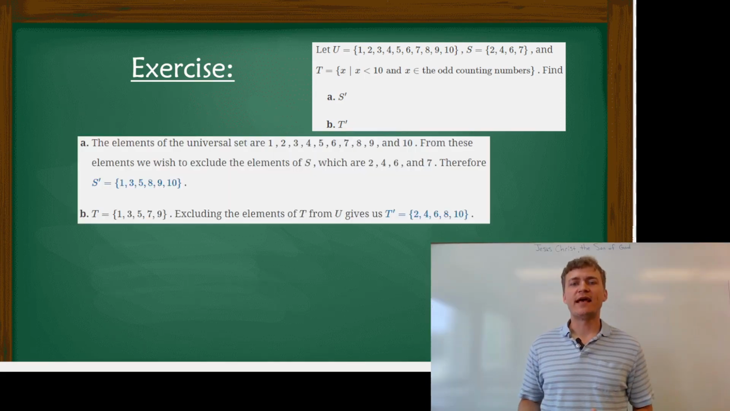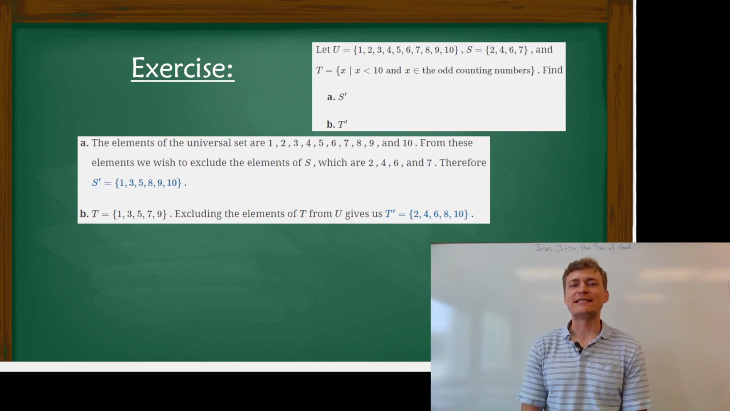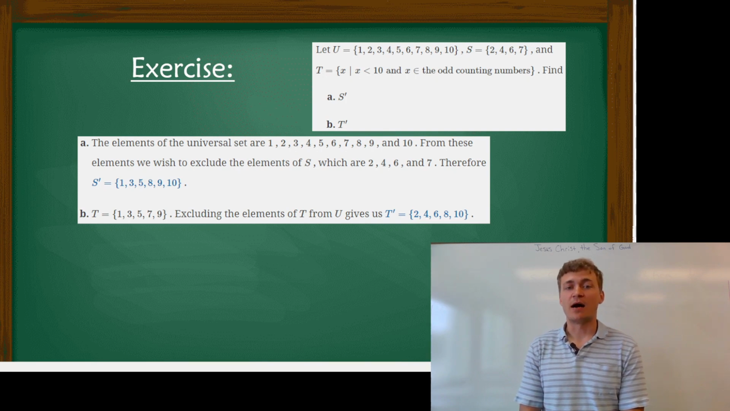If our set S contains 2, 4, 6, and 7, then S complement will be every other number in the universal set that is not 2, 4, 6, or 7. That is 1, 3, 5, 8, 9, and 10. All of the numbers in the universal set that are not in S define S complement.